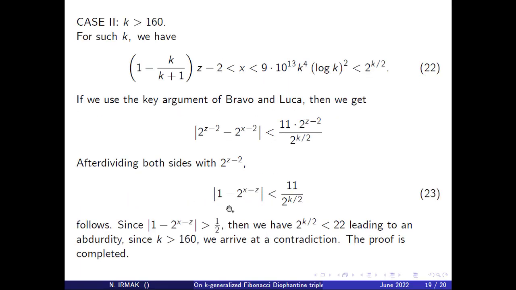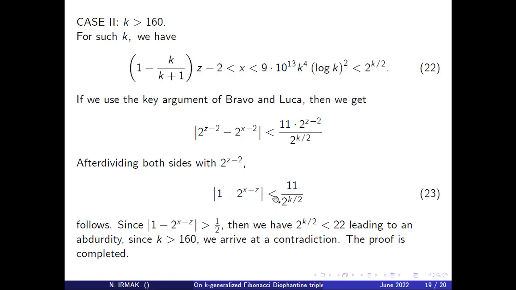From now on, we will focus on the second case. In the second case, we assume that k is at least 160. For such k, we obtain the inequalities 23. Here we use the key arguments of Bravo and Luca. Then we obtain that the absolute value of these two numbers is less than this rational number. After dividing both sides by 2 power z minus 3, we obtain the inequalities 23.